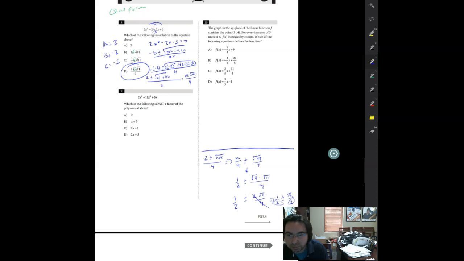Okay, looking at number 9, this is a polynomial, and we're trying to say which of the following above is not a factor of the polynomial. As we try to simplify these terms, we know we can pull an x out of all these. So now we're left with x times 2x squared plus 11x plus 5.